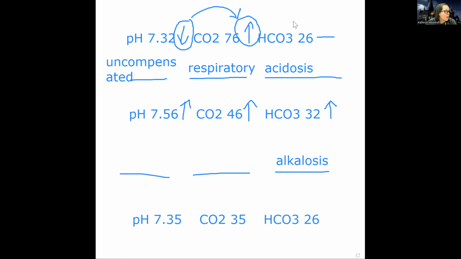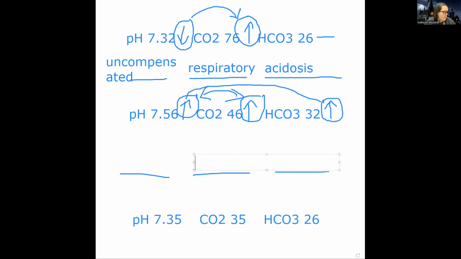Then I'm going to start comparing my arrows. I'm going to compare this one to this one because they're next to each other. They're going in the same direction, so that means it can't be a respiratory problem. It's going to be a metabolic problem. I can even look over here at this arrow. Remember, with a metabolic problem, it's going to go in the same direction as my pH. My pH and my HCO3 are going in the same direction, so therefore I have a metabolic problem.